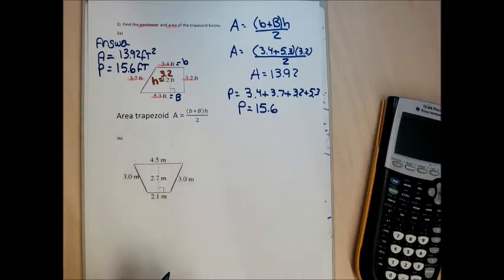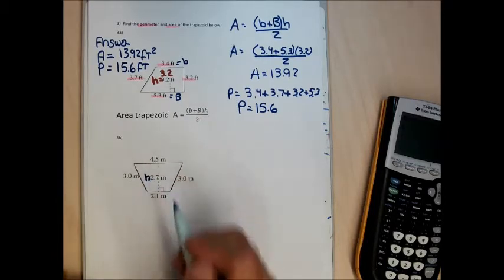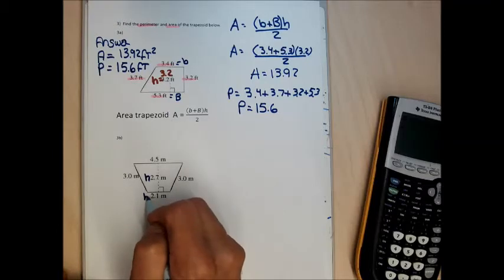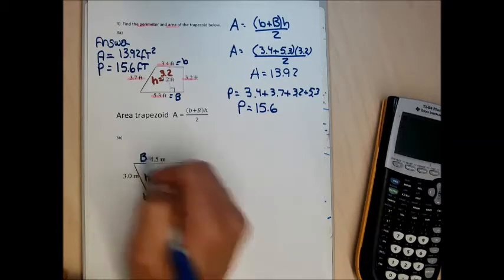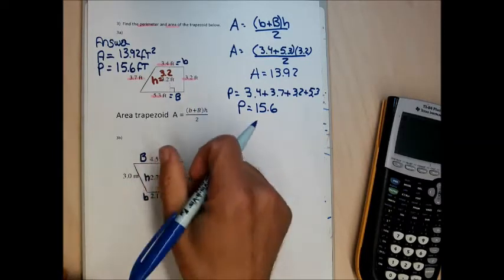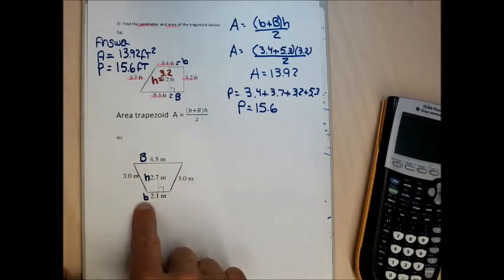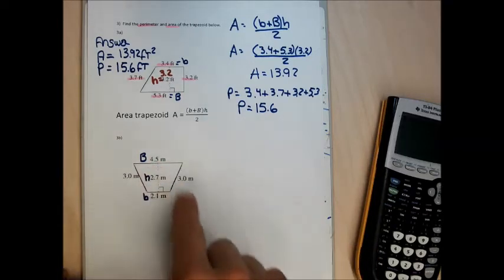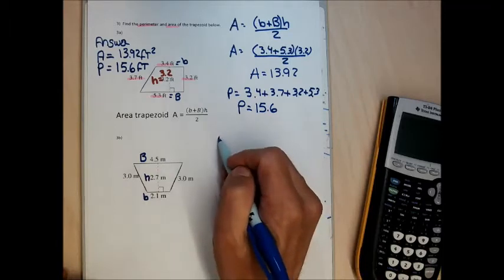Problem B has the same formula. I actually had the area formula here. I'm going to call the height the 2.7, the little b the 2.1, the big B the 4.5. You can interchange the little and the big B. Usually I make little b the shorter of the sides that the height connects and the big B the longer, but it doesn't really matter.